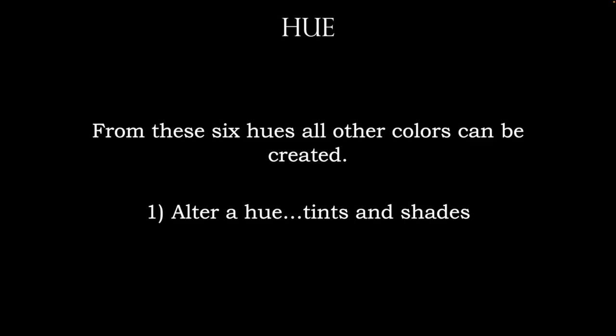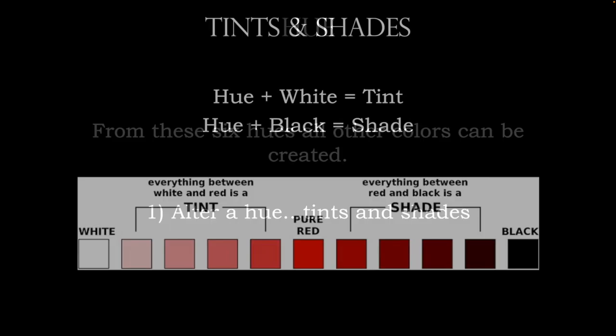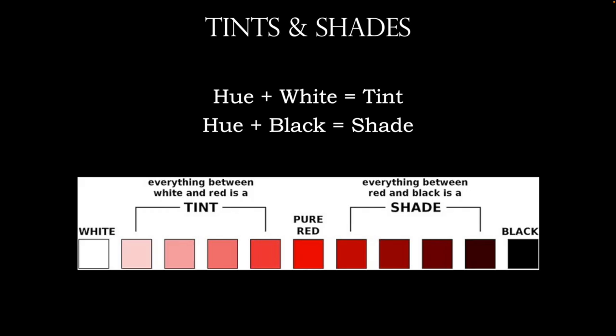One way of creating other colors is by using tints and shades. So when we have a hue, such as red, and we start to mix various amounts of white into the red, we create tints. Tints might be pink, salmon, coral. When we mix black into the red, we create shades. Shades might be maroon, crimson, scarlet.